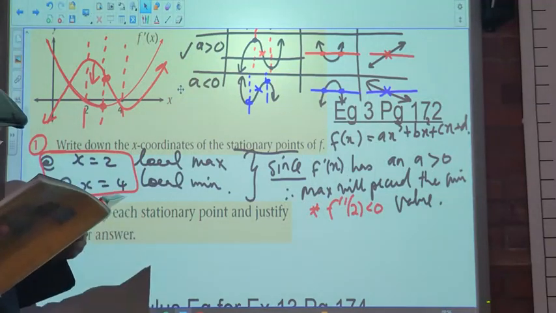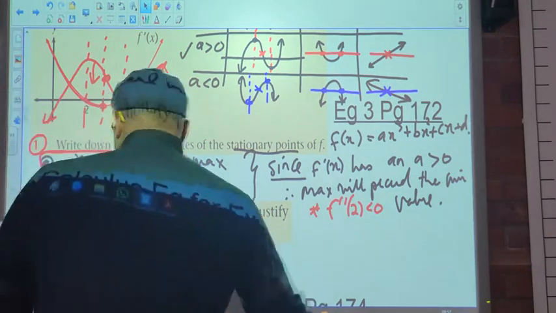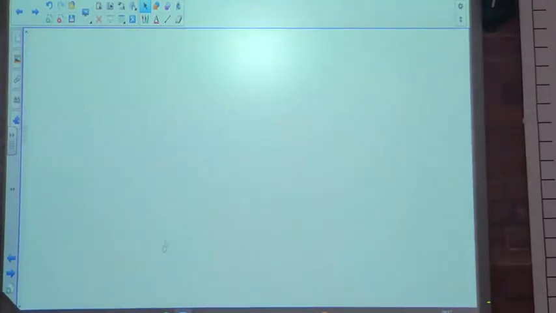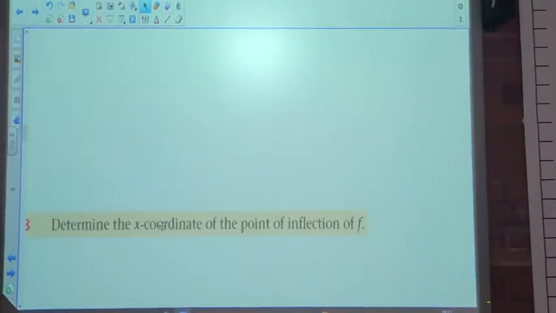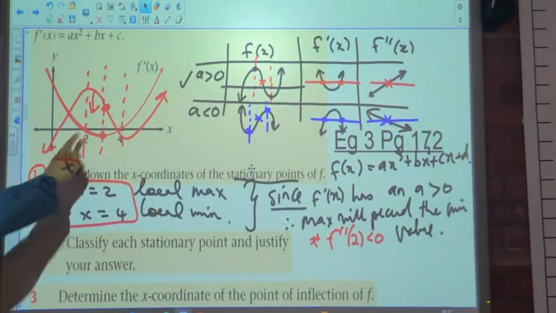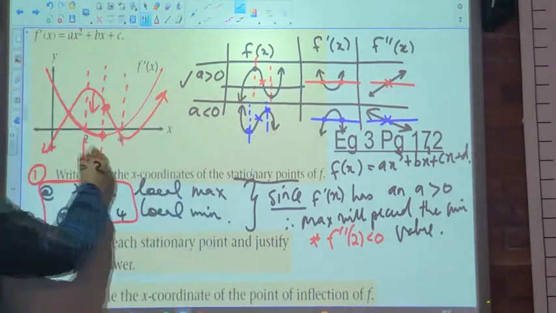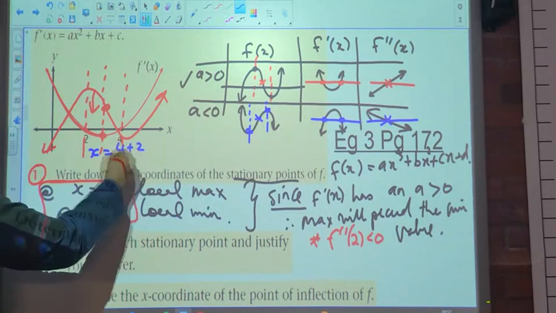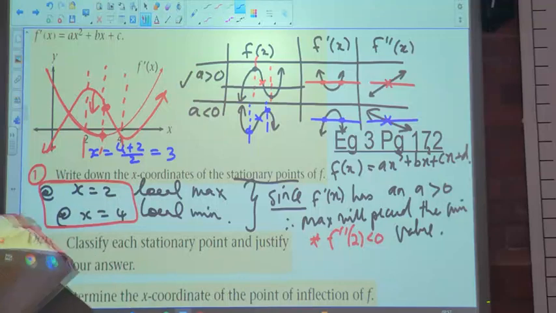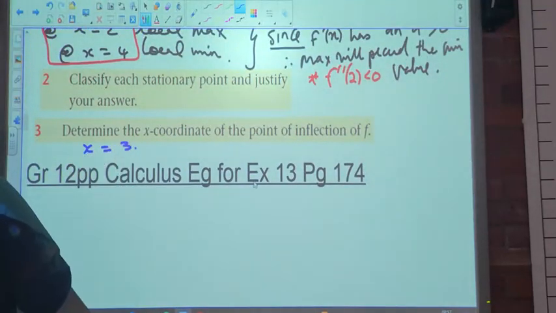Okay, let's look at question 3. Question 3 says, determine the point of inflection. So we know that the point of inflection always happens midway between the two turning points. Not so? So if this is 2 and this is 4, then the point of inflection will happen at x equal to 2 plus 4 over 2, which is 3. Did we have to do that calculation? No. So we say the point of inflection is at x equal to 3.